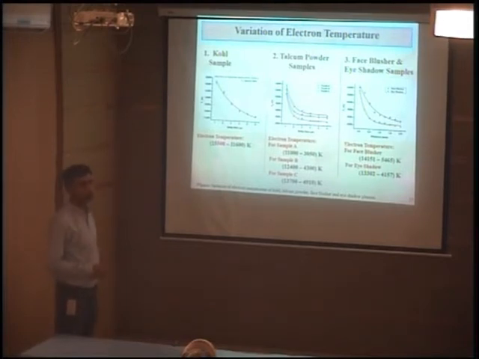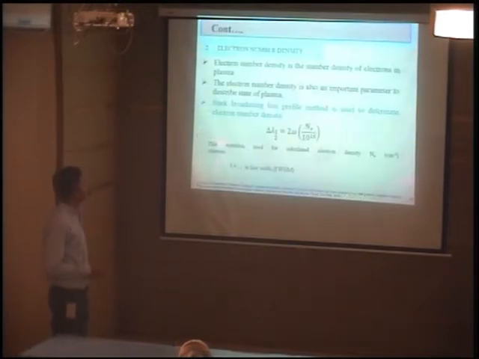This is because for kohl we found electron temperature using lead lines, and for talcum powder, face blusher and eyeshadow we have used calcium lines to calculate electron temperature. That's why they have different trends, and this electron temperature is decreasing along with the delay time or distance. This is due to thermalization and recombination of plasma. Next one is the electron number density.